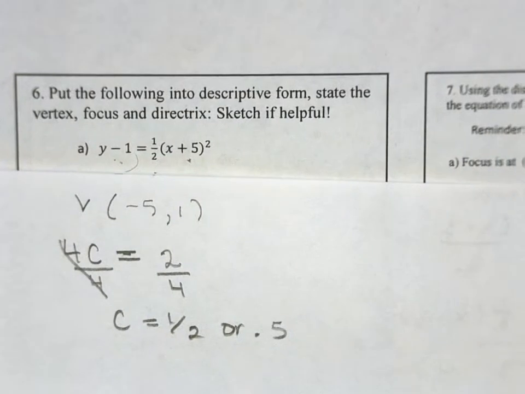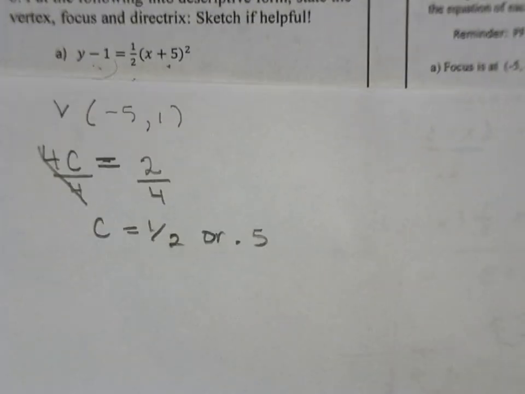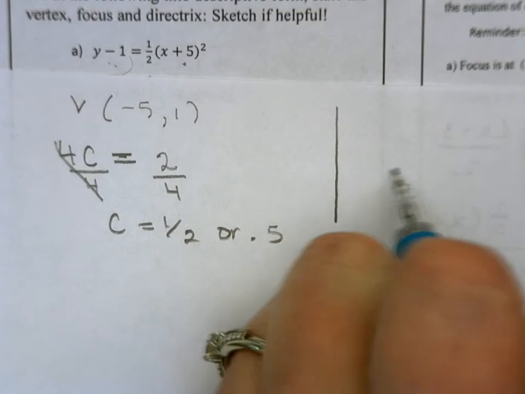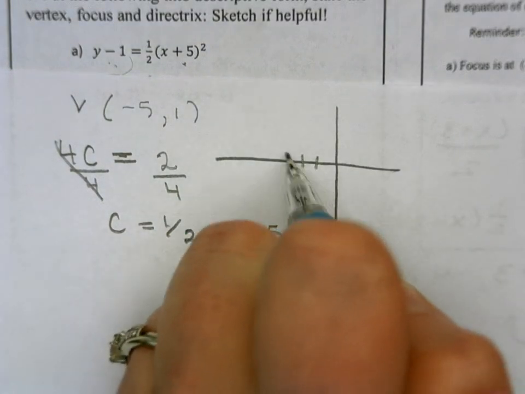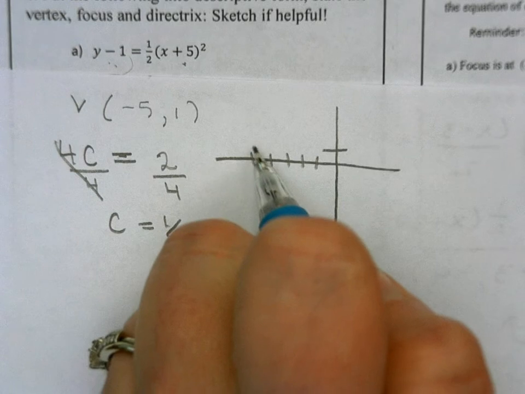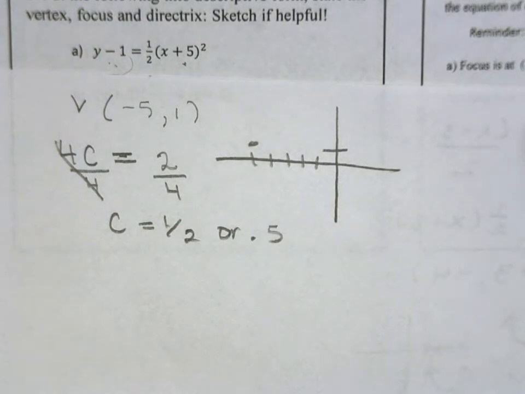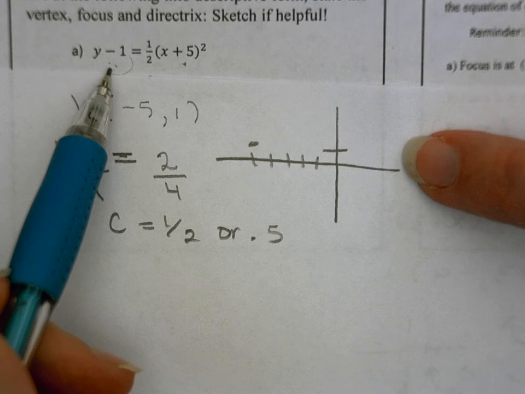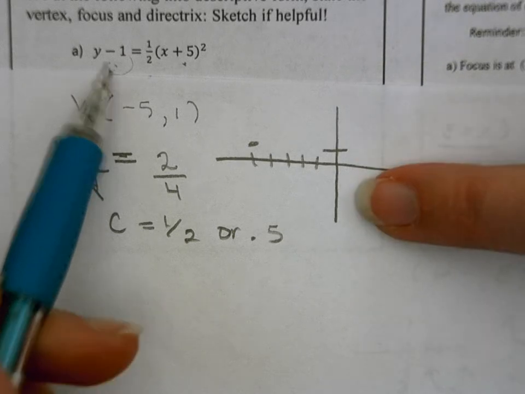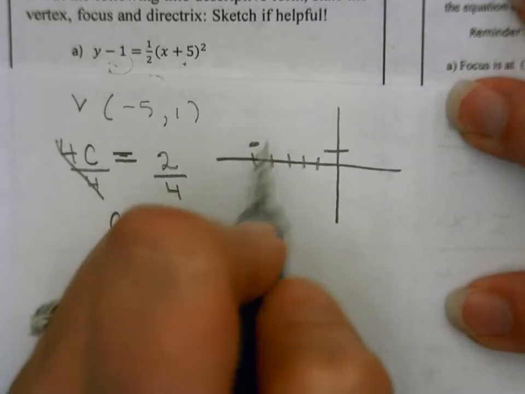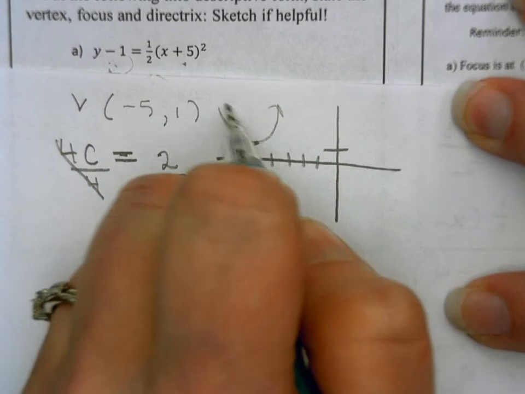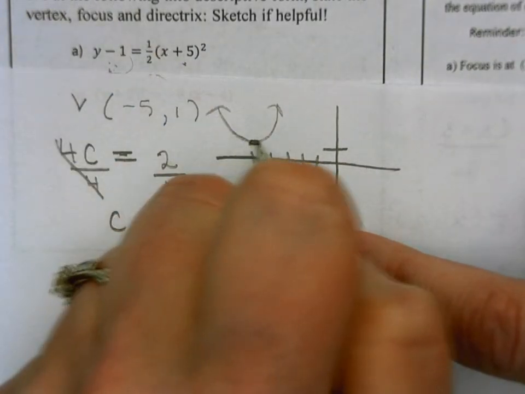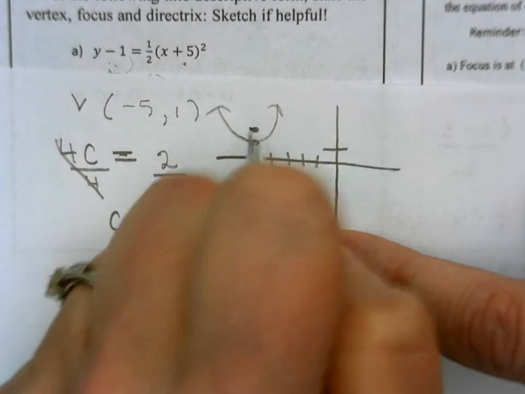So I'm going to do a little sketch here, and that helps me figure out where everything is, right? So there's my vertex, left 5 up 1. It's a y equals graph, so that means it's going to open along the y-axis, so up or down. The stretch is positive, so it's going to be opening up, so something like that, right? So to find my focus and my directrix from my vertex, I'm going to go up 1/2 and down 1/2.